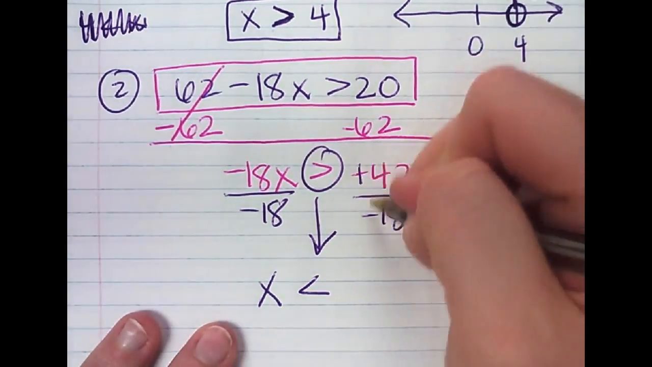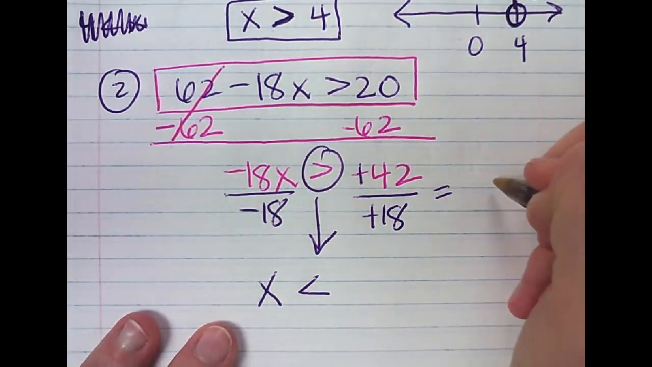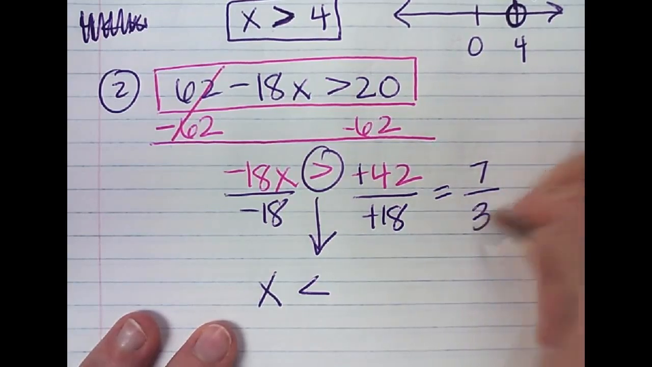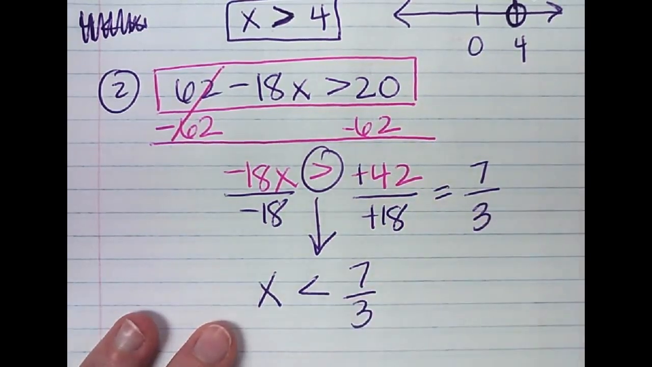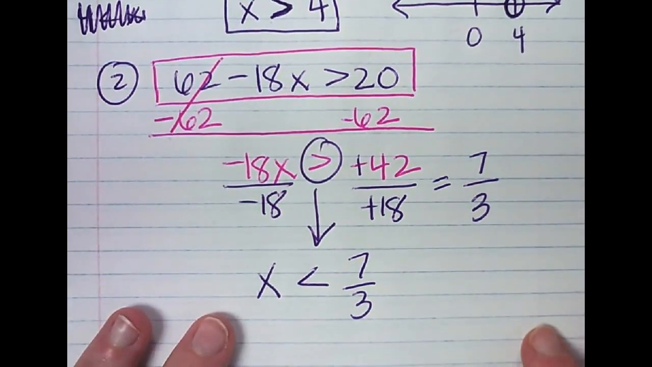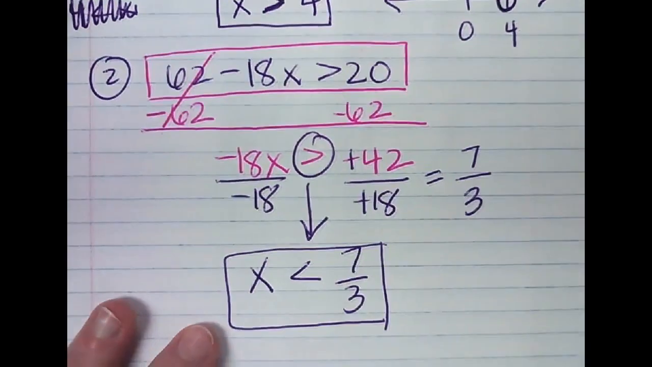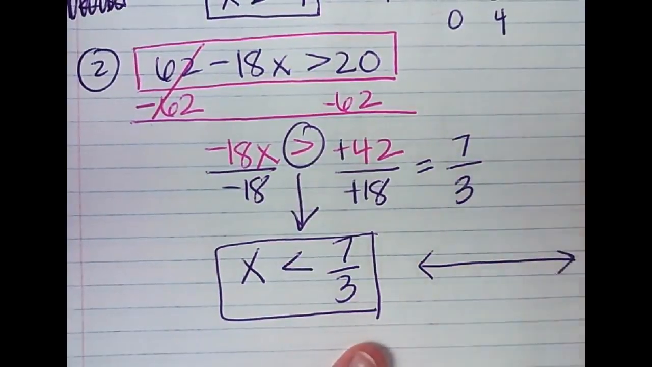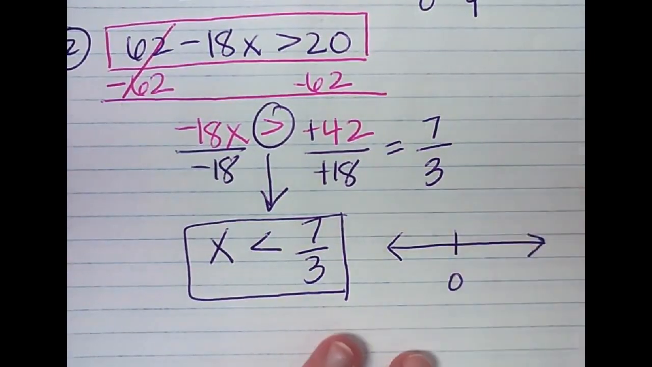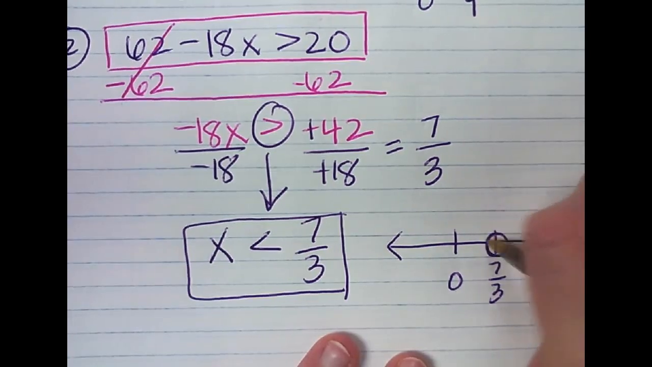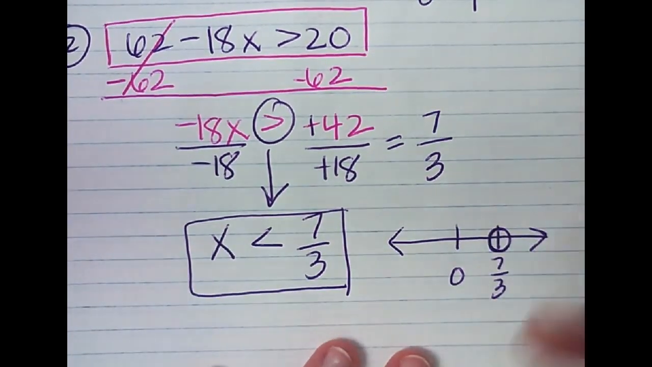The negatives cancel. They're both divisible by 6, 7 over 3. So you can write it as a mixed fraction or improper, I don't care. So 0. Open or closed circle? Open. Shaded to the right or to the left? Left.